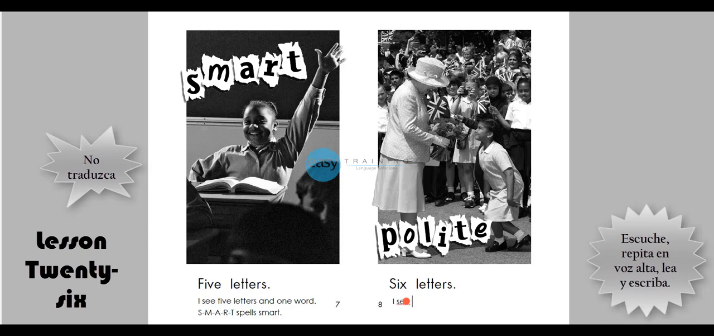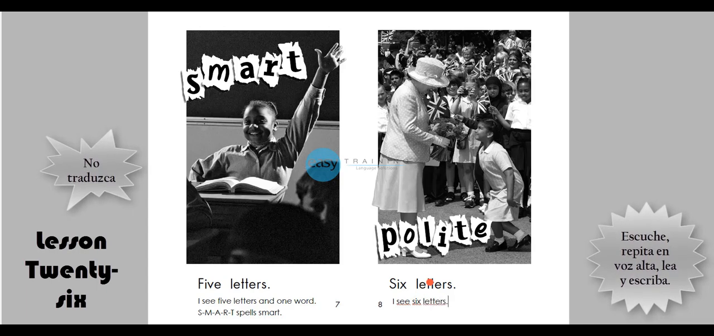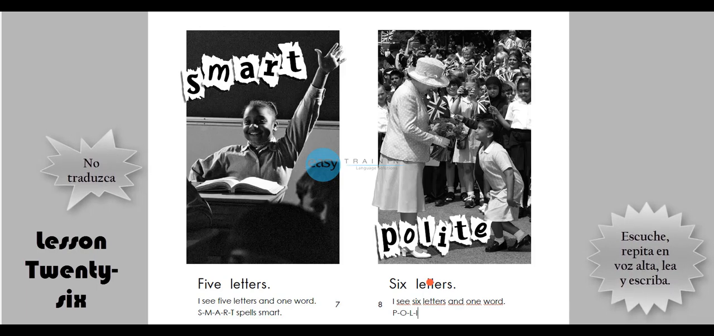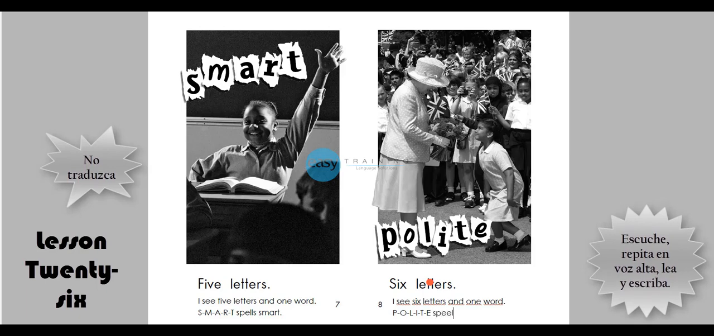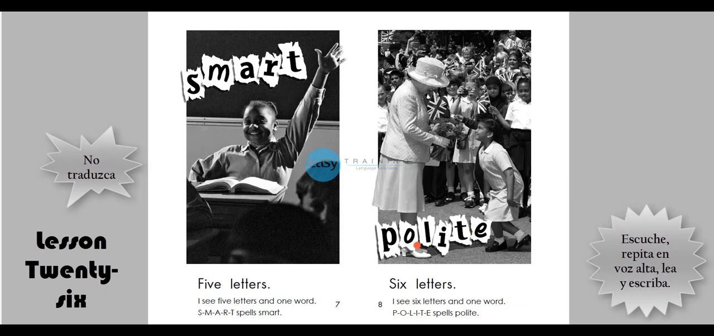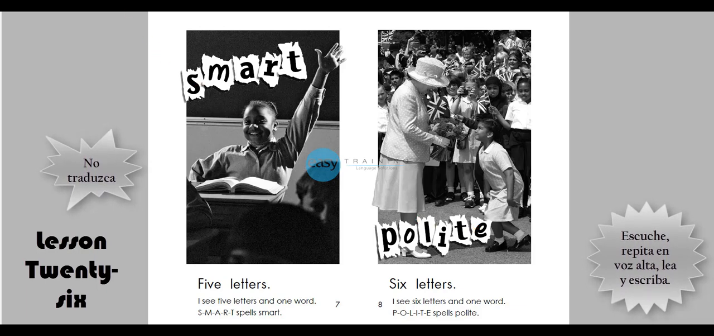I see six letters and one word. P O L I T E spells polite. I see six letters in one word. One, two, three, four, five, six letters. One word, polite. P-O-L-I-T-E spells polite. Next.